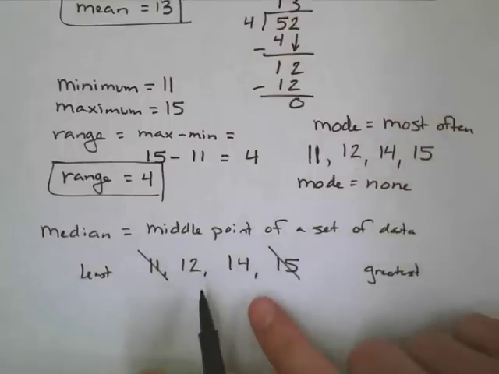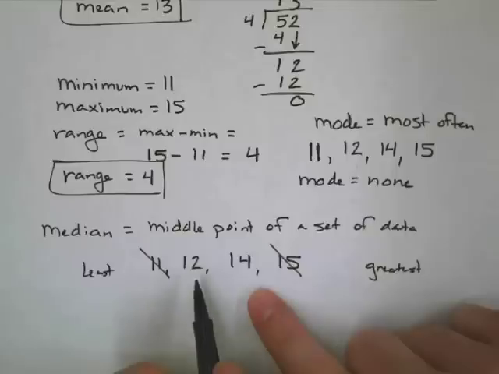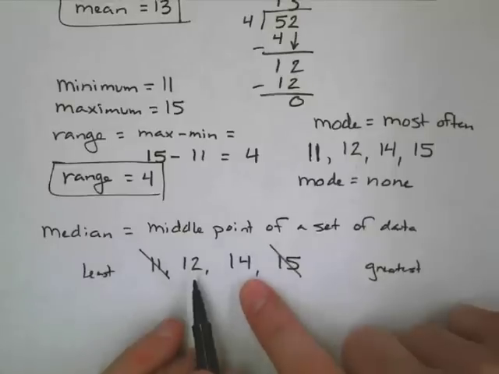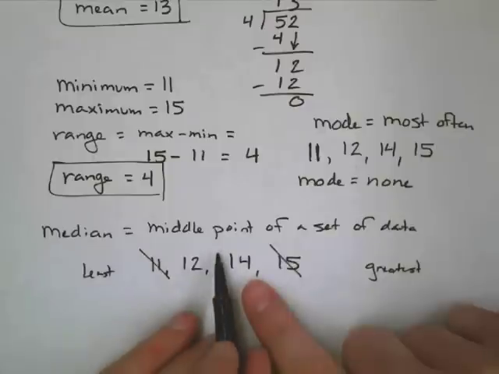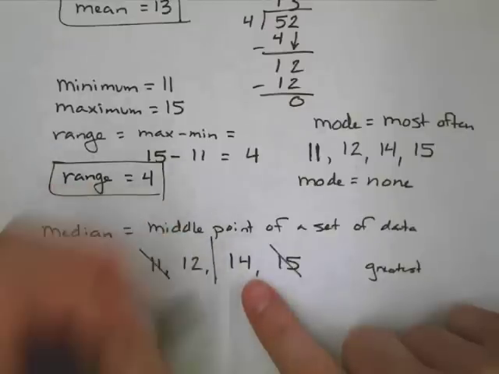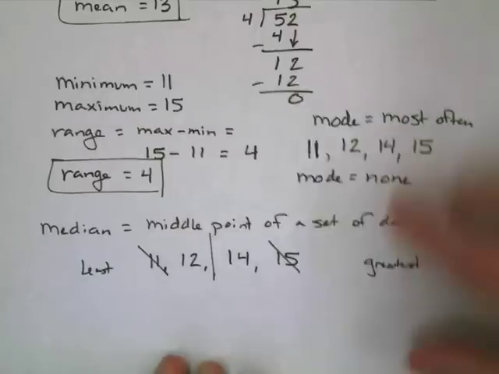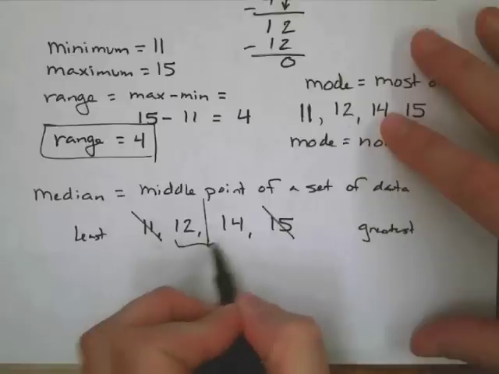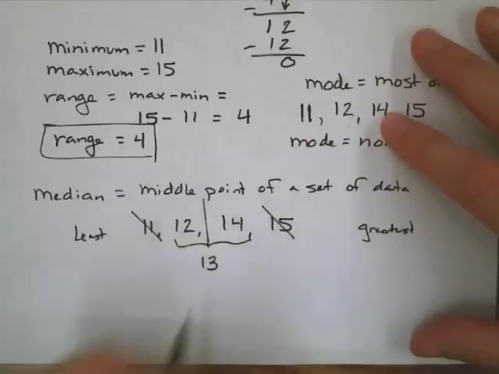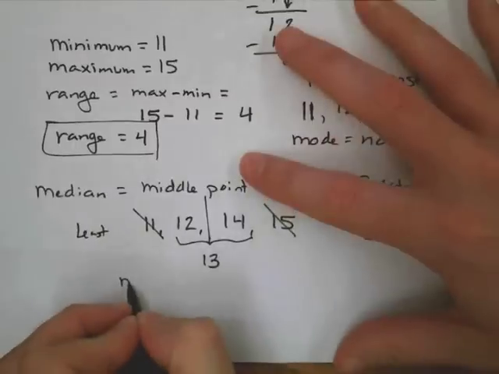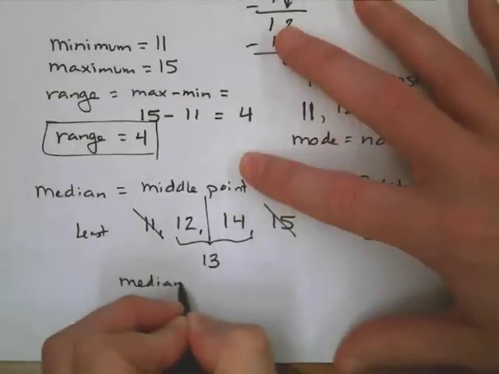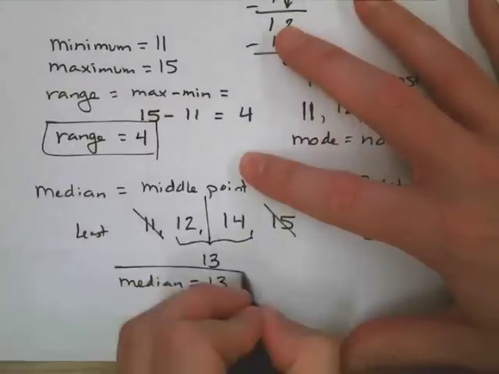Well, in this case, I have an even number of pieces of data. So I'm right here, I have 12 and 14. The median is the middle. So I want to be right in between 12 and 14. So halfway between 12 and 14 is 13. So in this case, my median is 13 car washes.